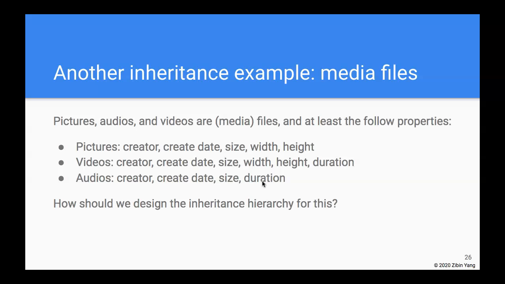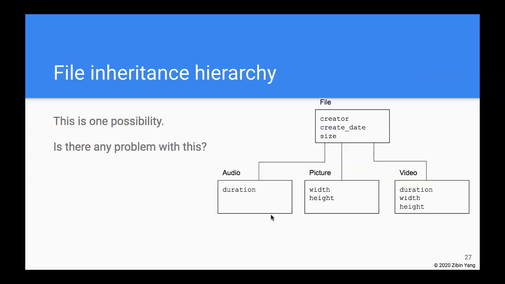So how will we design an inheritance hierarchy for media files? One way to do it is like this. We're going to factor out all the common properties or attributes, the creator, the size, and the creation date, and we're going to put them in the common ancestor for all these files. And then we're going to have the audio class that inherits from the file class, and it's going to add the duration property. Pictures is going to add width and height. And for video, it's going to add the duration, width, and height properties.